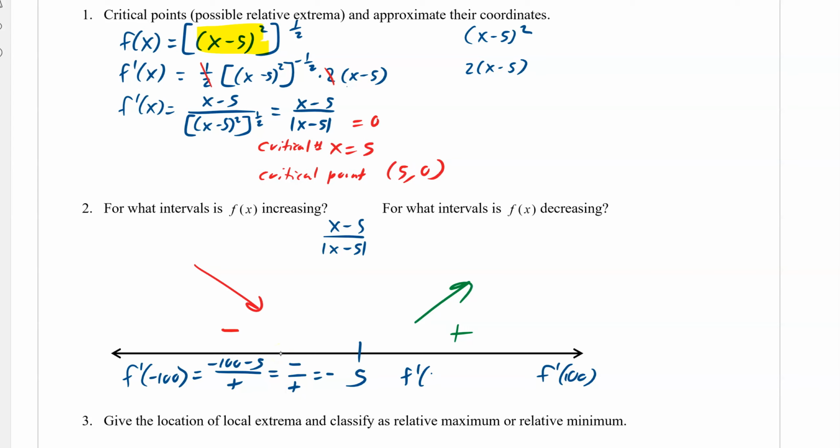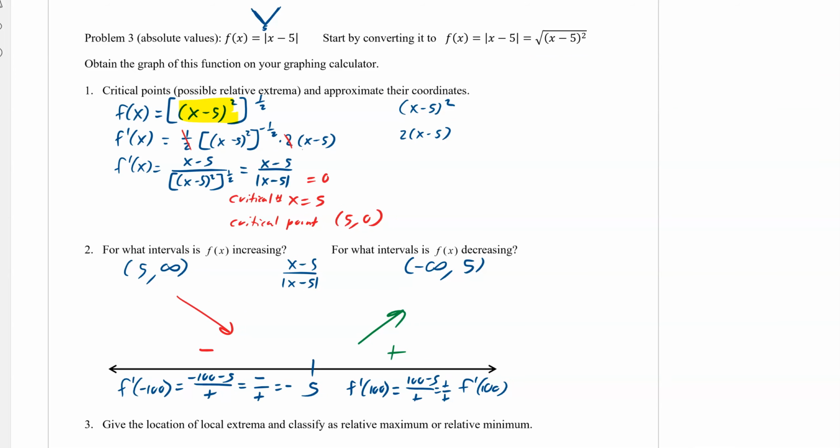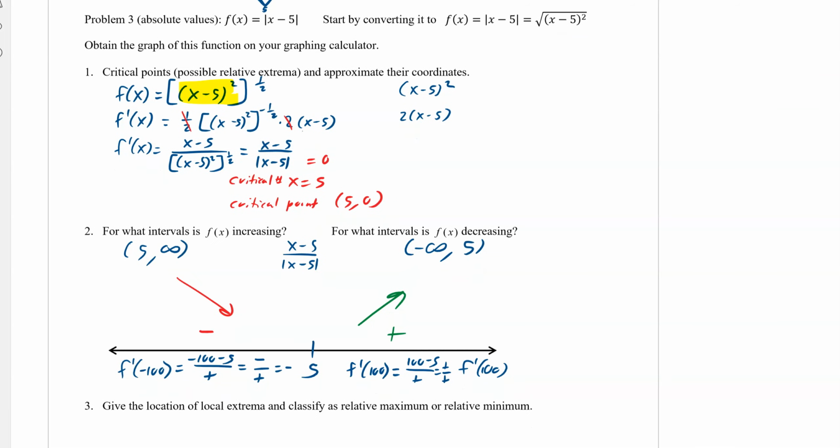And then if we plug in 100, this would come out to be 100 minus 5 over positive, which again is positive over positive, and we're increasing. So it's increasing from 5 to infinity and decreasing from -infinity to 5. Those are our critical numbers. And you could just have drawn a graph of this and said, oh, my critical number is at 5. But at least we have the algebra behind it too. Well, the calculus.